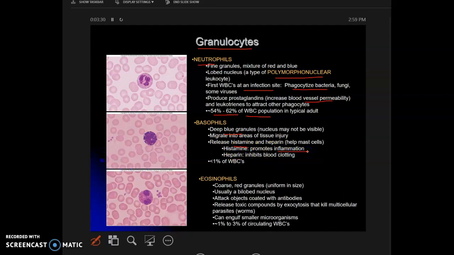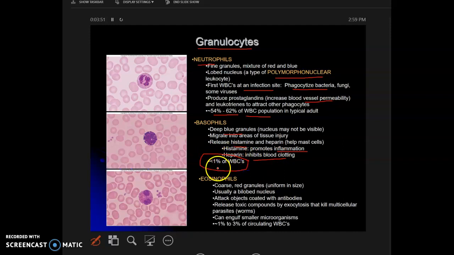Histamine promotes inflammation. What is inflammation? Swelling. The cells are going to swell. They are going to be hot. They're going to be inflamed. We'll talk about inflammation in the next slide. And they produce heparin, which inhibits blood clotting. Notice their percentage, less than 1% of the white blood cells.